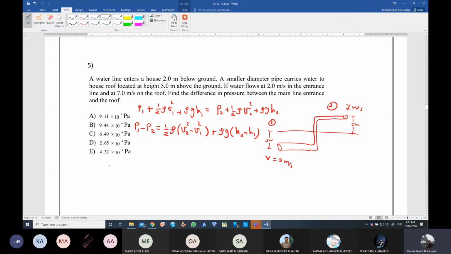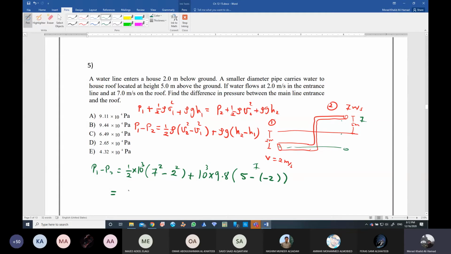So delta P, P1 minus P2, is equal to 1/2 times 10 to the 3, times V2 which is 7 squared minus V1 which is 2 squared, plus rho, which is 10 to the 3, times 9.8. Regarding h, either you say that it is 5 minus 2, which is 7, or take the difference directly. Assume this one is 0, so from here to here it is 7. If you take this as 0, this one will be 7, or use this directly. 5 minus negative 2 becomes 5 plus 2, which is 7.